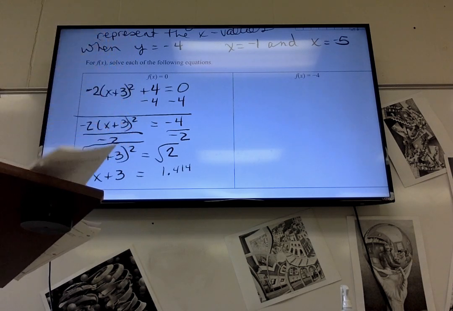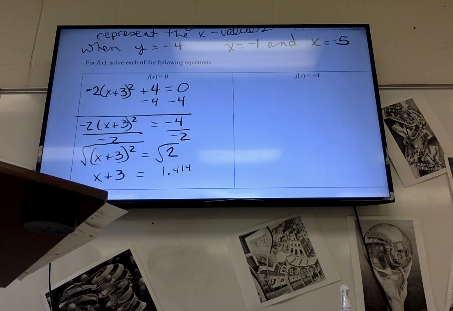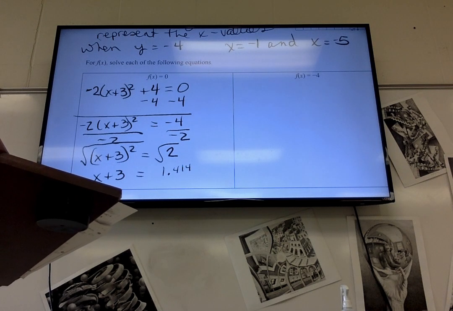Leaving it as the square root of 2 is what I would normally do, but just so you can get the number sense. But what else? There's something I'm forgetting. When you take the square root of something, what do you have to do? Plus or minus. Very good, Zella. You have to put a plus or minus in the problem anytime you put a square root in the problem. So now when I subtract the 3, I'm going to get 2 answers.